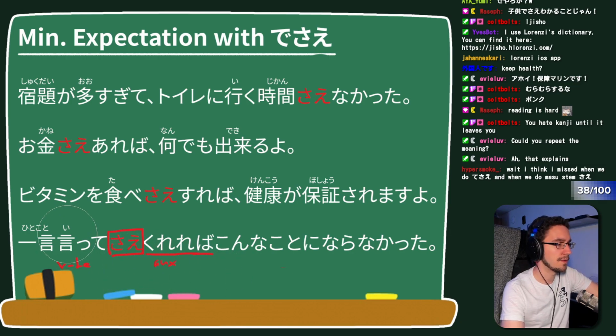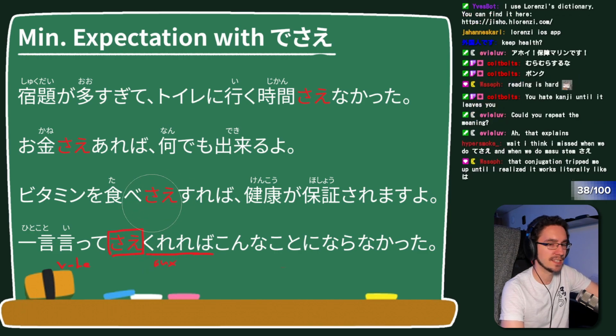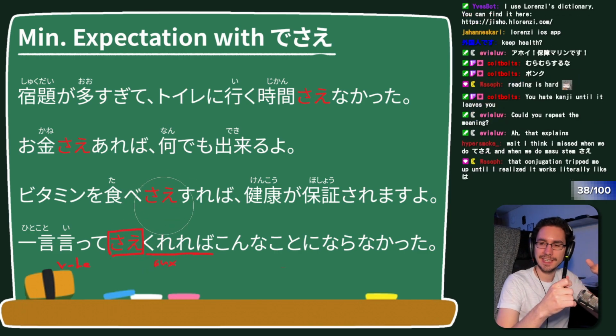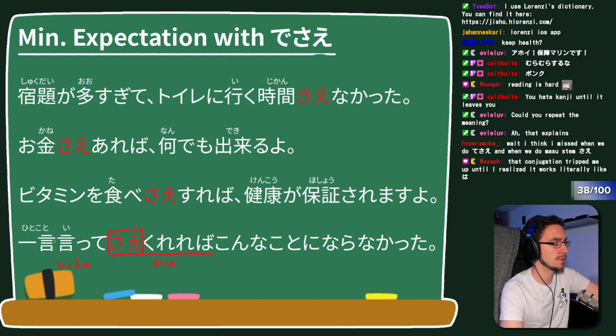It's just that if you have a te form plus auxiliary, you sandwich it between the te form and the auxiliary. So think about adding sae as like a post action. Like sae is something you add afterwards. Not really. You just come up with a sentence right away. But think of it as your original sentence or your original action. What you're thinking about is itte kureru.